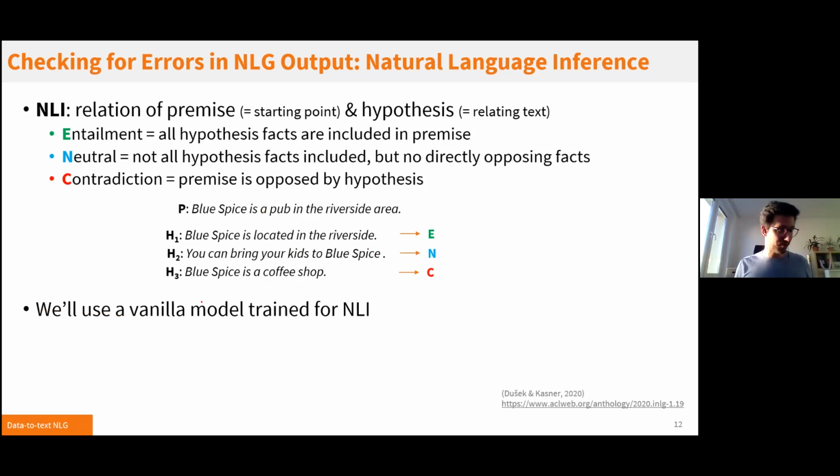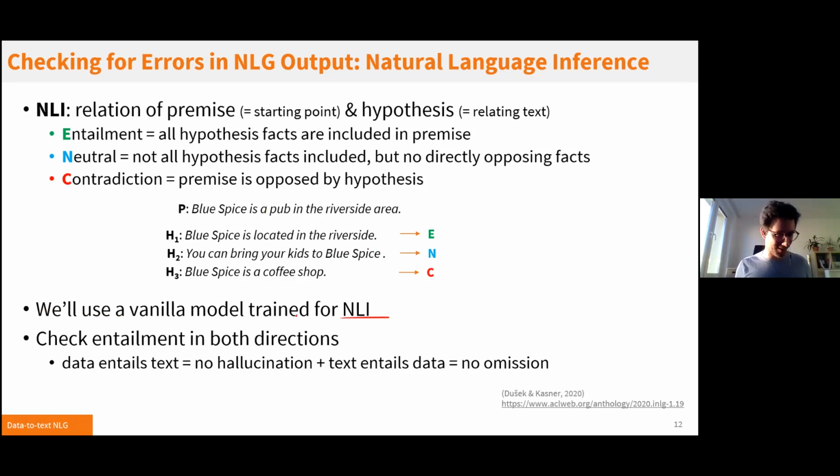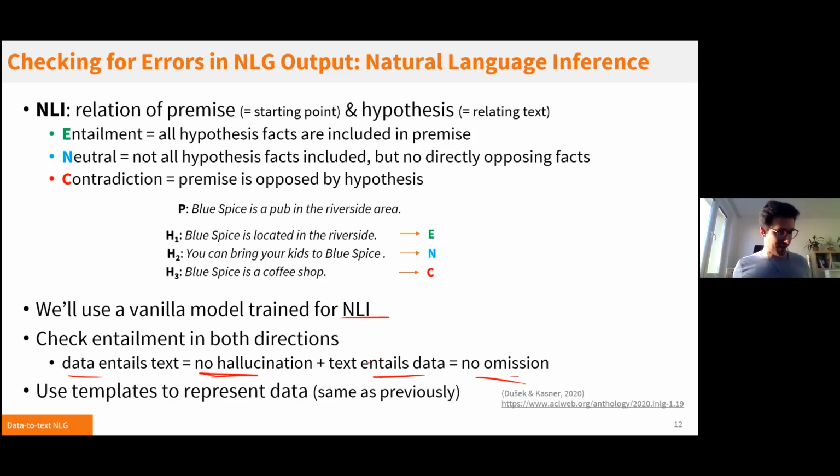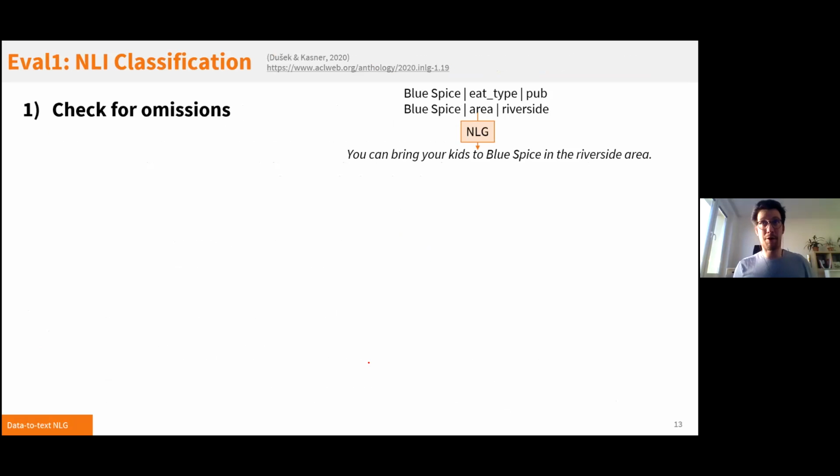So the idea is we just use a model trained for NLI for inference and check whether the input data entails everything that was generated and whether everything that was generated entails the input. So that's the idea. If the data entails the text, there is no hallucination. If the text entails the data, there is no omission. And we again just use templates to represent the data, same as in the previous experiment.